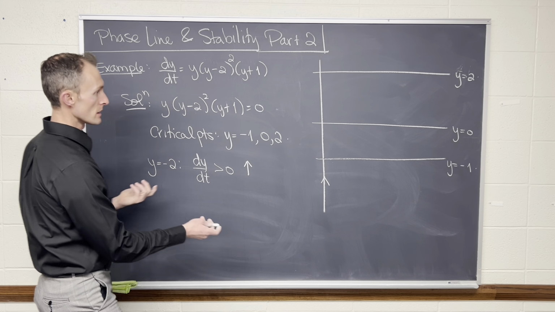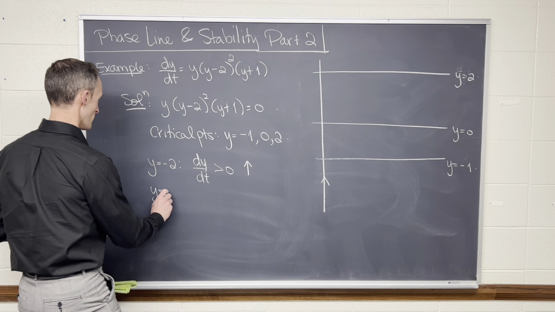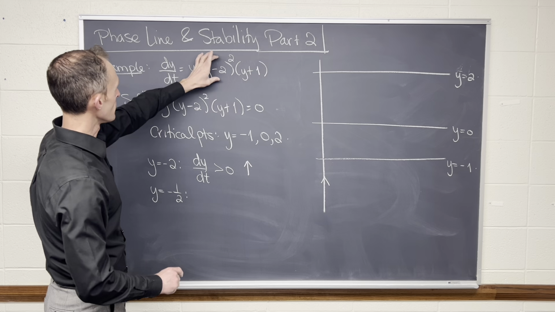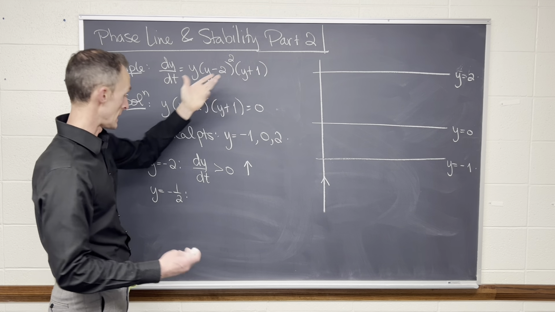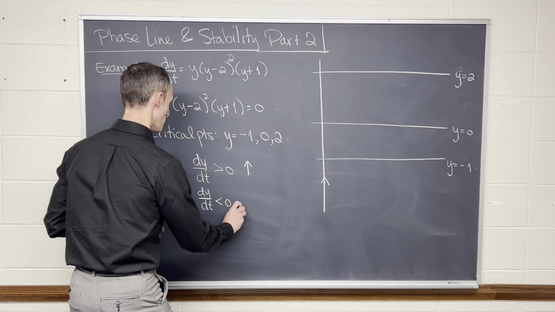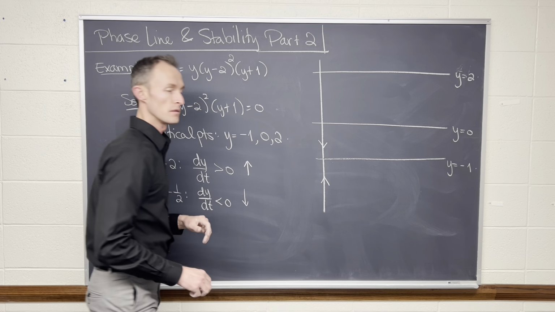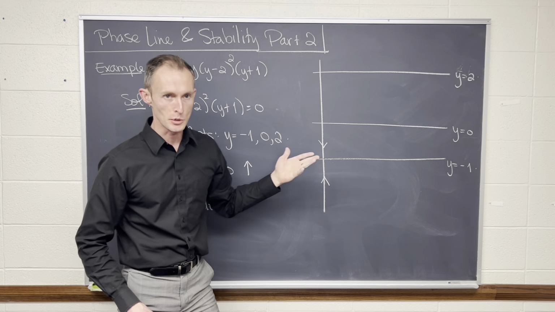If y is, let's say, something in between 0 and negative 1, so negative a half, y is minus a half, what do I see? Well, again, this is negative, positive, positive, so negative, positive, positive is negative. So dy/dt is negative, which is a downward arrow. So in here, I'm going to have a downward facing arrow. So immediately we know that y equals negative 1 is stable.